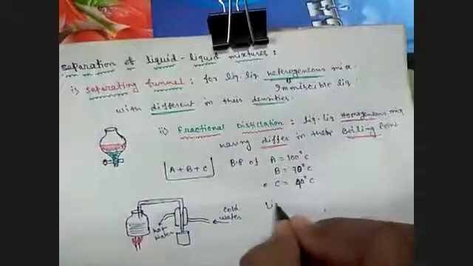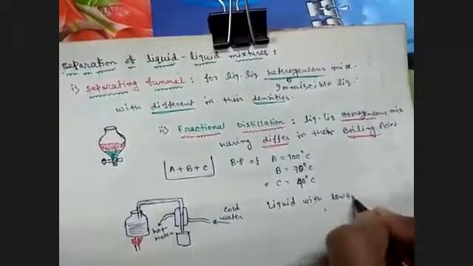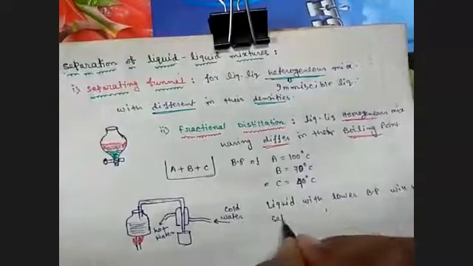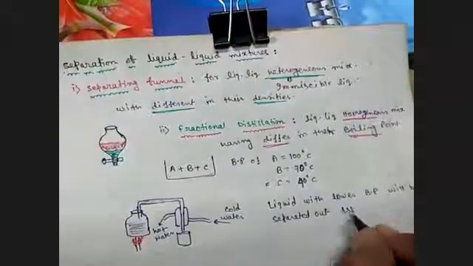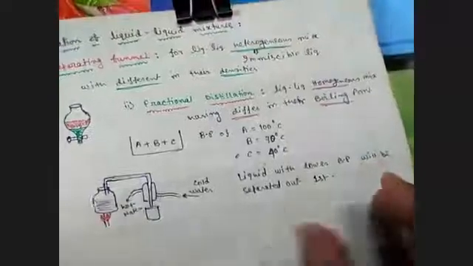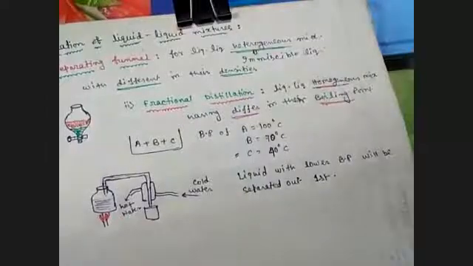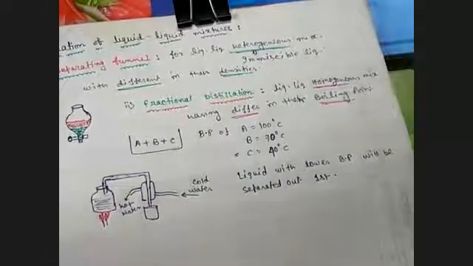So liquid with lower boiling point will be separated out first. Okay. After collecting total vapors of that liquid C, then B, then A. By this process, we will separate our petroleum oil like kerosene, petrol, having their difference in their boiling point.